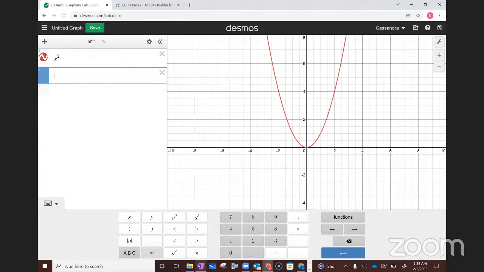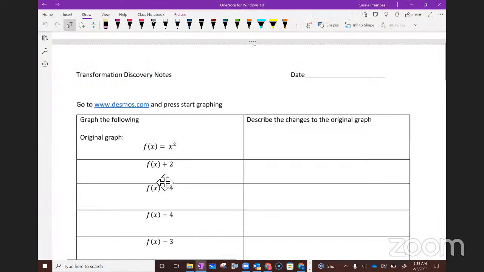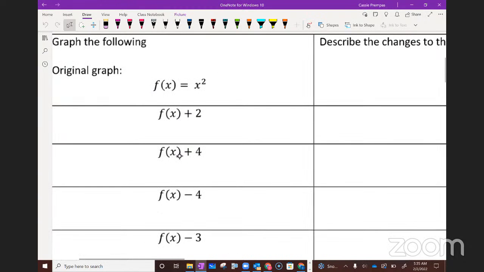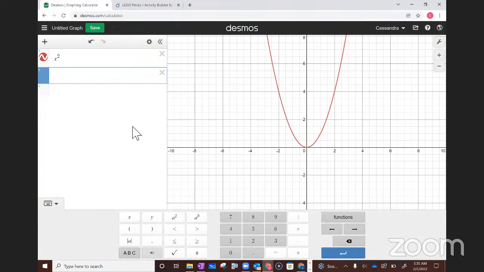So if I look back at my discovery notes, what am I supposed to do? Well, I'm taking this function and adding to it. So remember, f of x represents the output. The output is x squared. So really, I'm graphing x squared plus 2 into the second graph. So in my notes, I'm going to go ahead and say x squared plus 2 and see what happens. And I can see the entire graph moved up 2 units.